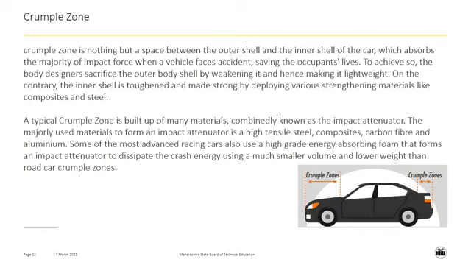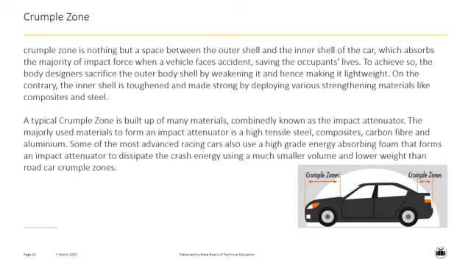Crumple zone is nothing but a space between the outer shell and inner shell of the car which absorbs the majority of the impact when a vehicle faces an accident, saving the occupant's life. To achieve so, the body designers sacrifice the outer body shell by weakening it and hence making it lightweight. On the contrary, the inner shell is toughened and made strong by deploying various strengthening materials like composites and steel.